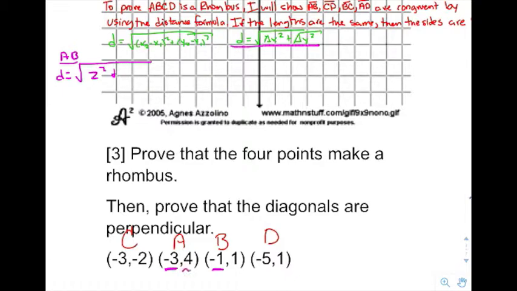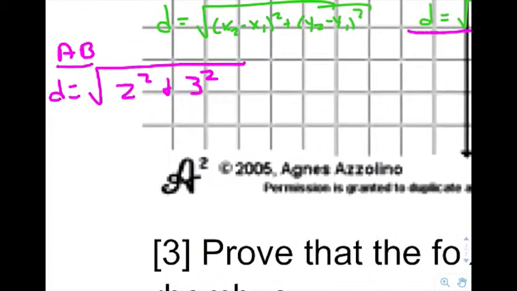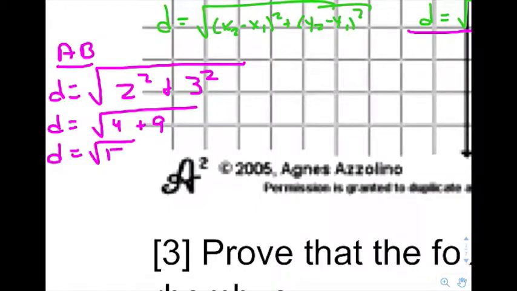So B, at the same time, goes from 4 to 1. That goes down 3. Either way, it's just a change of 3, so it's just going to be 3 squared. To simplify this, I'll take 2 squared, which makes 4, and 3 squared, that makes 9. That makes the distance square root of 13. So if I can get the other ones to also be square root of 13, I'd be in business. Let's check out the next one.